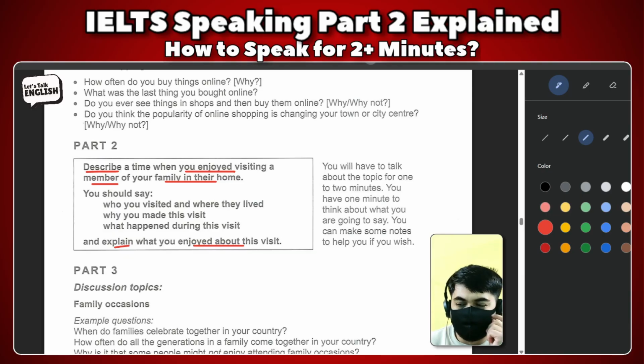Okay, so a very interesting cue card topic. Describe a time when you enjoyed visiting a member of your family in their home and explain what you enjoy. Oh my God, Indians and weddings. What better than this, right? So I'll also try to include as much details as possible.